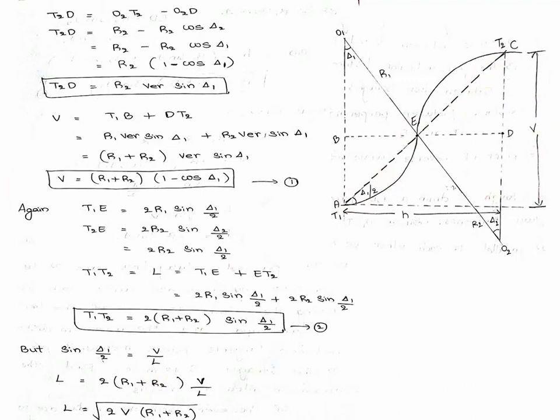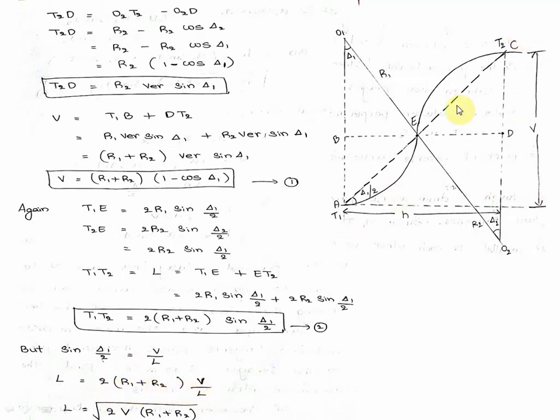Okay, sine delta 1 by 2 is v by L. You can write it like this also. So L equal to 2 into bracket r1 plus r2 into v by L.